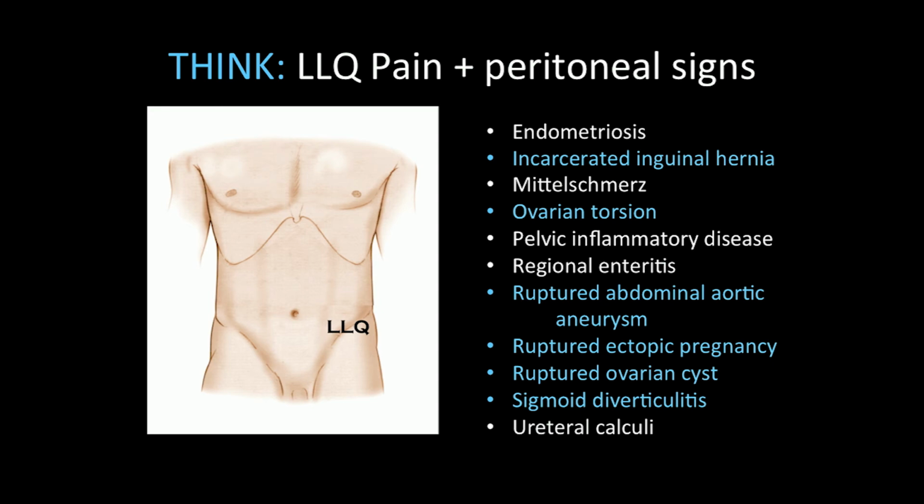But we know more than the fact that she just has left lower quadrant pain. We also know that on examination, she has guarding and rebound. And so, given that she has these peritoneal signs, suddenly there are a few diagnoses that jump to the top of our list. In left lower quadrant pain and peritoneal signs, we should be worried about an incarcerated inguinal hernia, ovarian torsion, a ruptured abdominal aortic aneurysm, ectopic pregnancy, a ruptured ovarian cyst, and sigmoid diverticulitis.